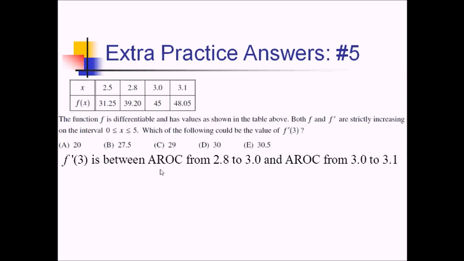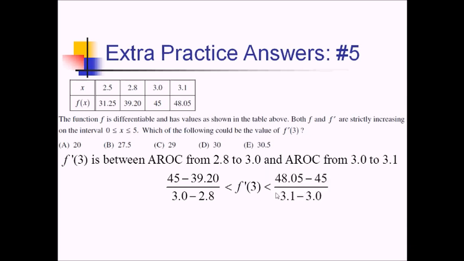So let's find the average rate of change for this first set of numbers. That's going to be 45 minus 39.2 over 3.0 minus 2.8. And we're saying that is strictly less than f prime of 3. And then f prime of 3 has to be strictly less than 48.05 minus 45 over 3.1 minus 3.0, the average rate of change between 3.0 and 3.1.